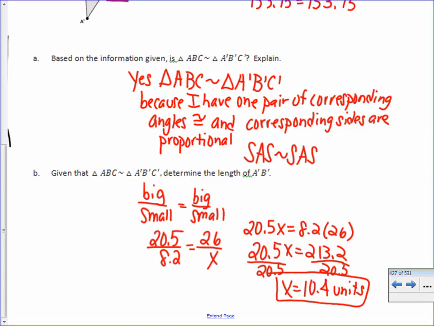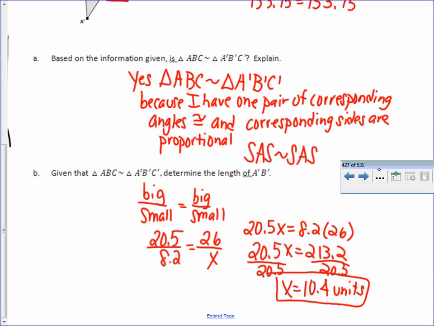Now we've just gone over all of the different ways to prove similarity. Please review these. And everything is on that orange sheet that I had given out to you.